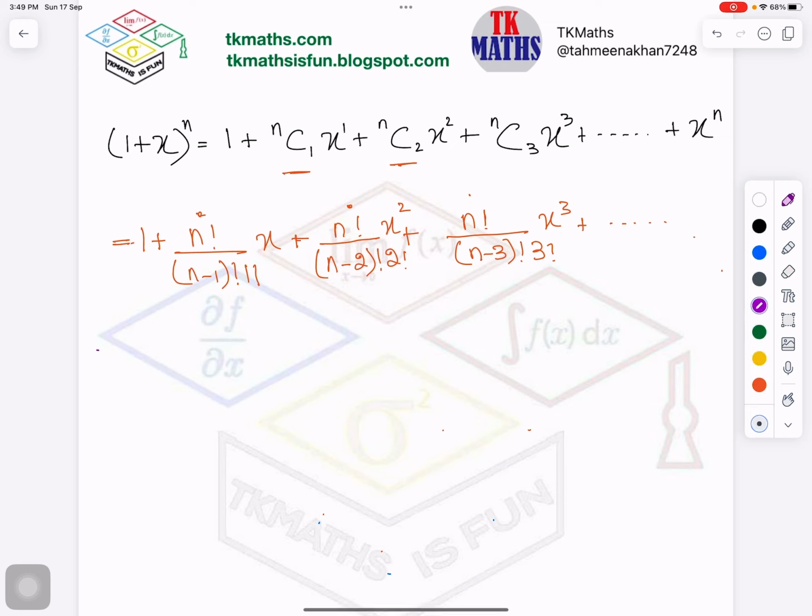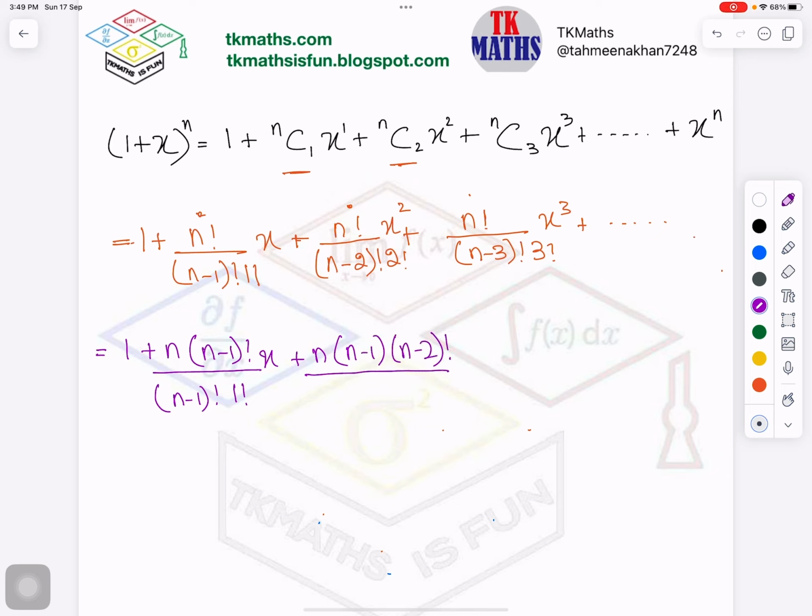Okay, so I will write here 1 plus n into (n minus 1) factorial, here I have (n minus 1) factorial. Then the next term, n into (n minus 1) into (n minus 2) factorial. You see, I am just expanding it so that I get exactly what is in the denominator and I would be able to cancel it out. I hope you are understanding it. I'm trying my level best to make it as simple as possible so that you can make the connection.